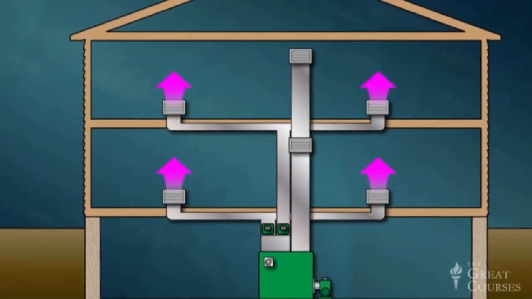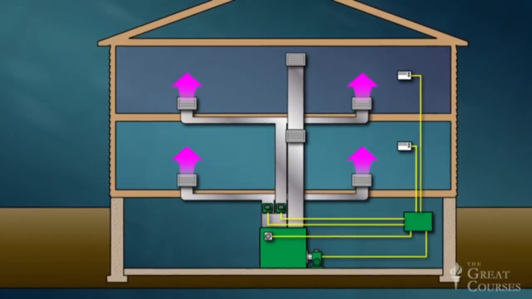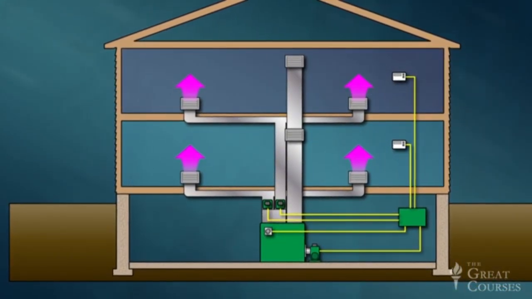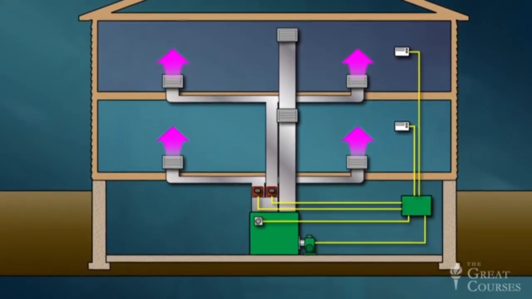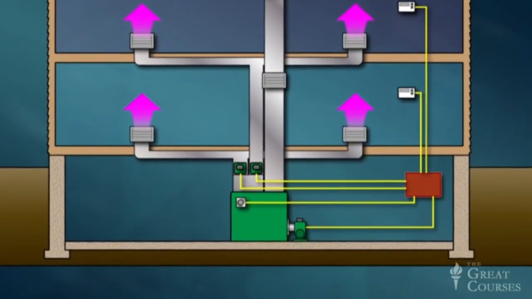In many homes, the distribution ducts are partitioned into two or more zones, each with its own thermostat, so that different areas of the house can be maintained at different temperatures. The flow of hot air into each zone is regulated by a damper, which is controlled by signals from a zone control panel, as shown here.